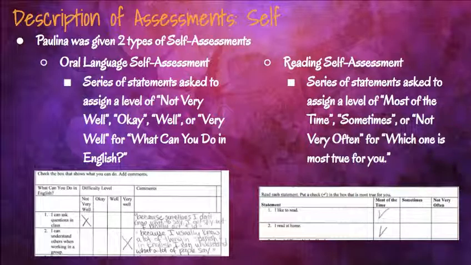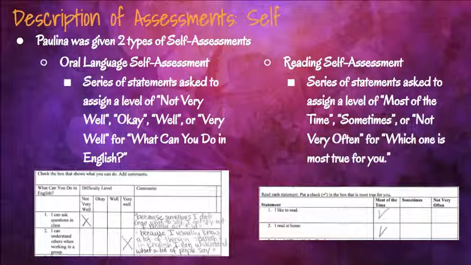And then I also learned from Paulina that she does a lot of work at home, and she has a lot of supports, and she actually talks with her sister on the phone in English very often. So a lot of things that I did not know about Paulina, I got to learn through her oral self-assessment. Then we have her reading self-assessment.